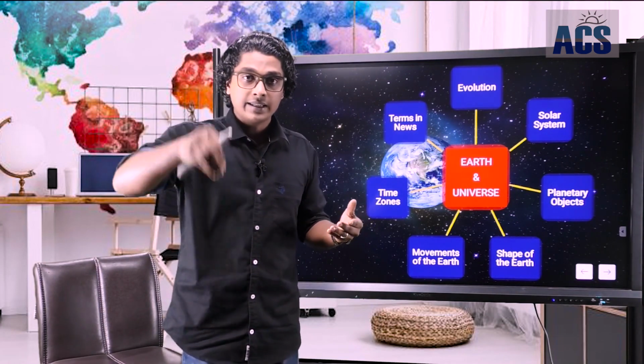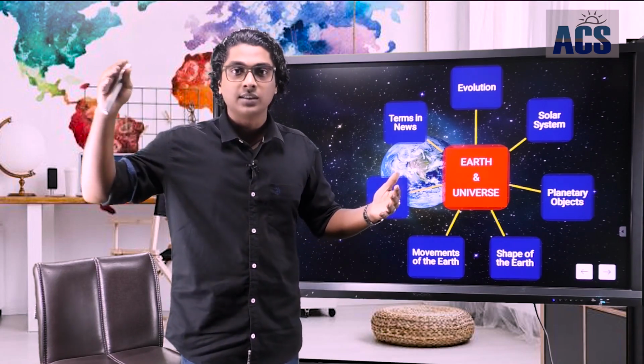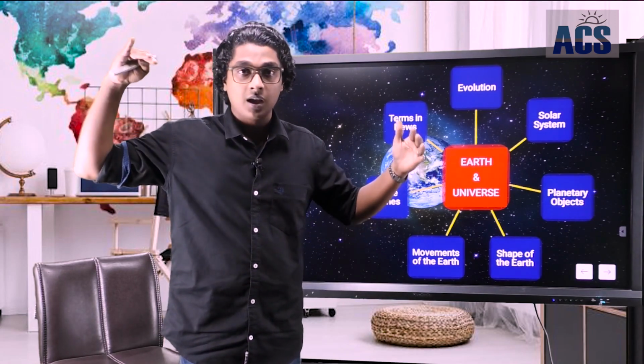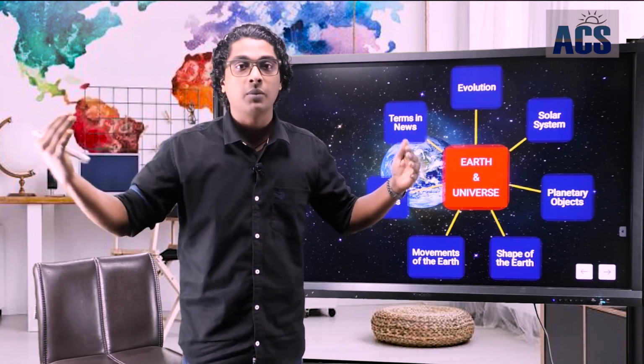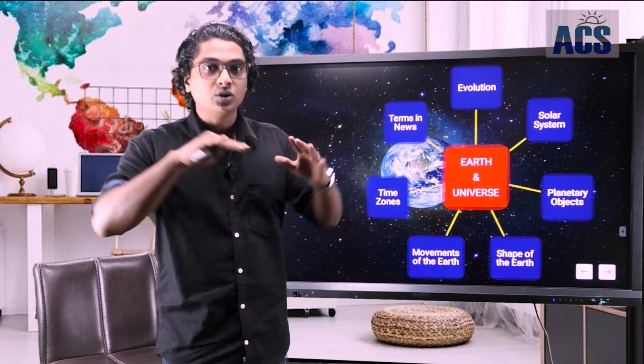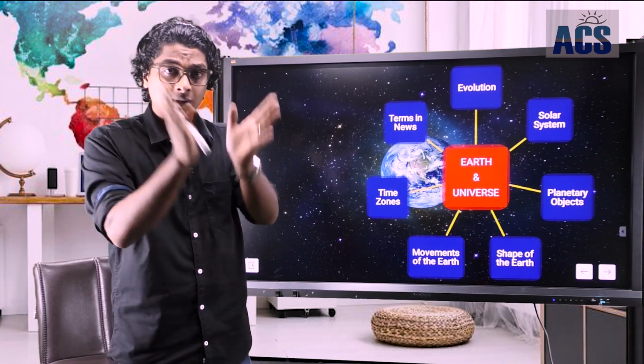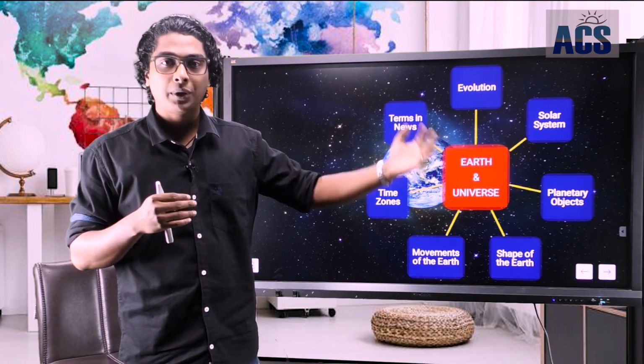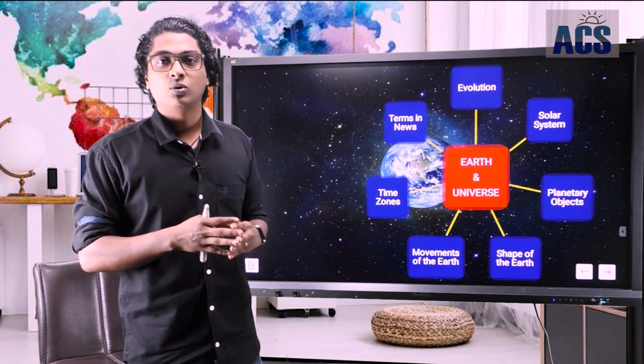Within India itself, the sunrise comes up earlier in places like Arunachal Pradesh and Assam, and it comes up late in Gujarat. So the time is not the same for everyone, and we'll talk about the reason behind it and how we calculate the time zones and everything.